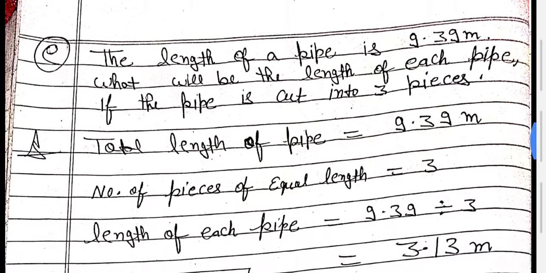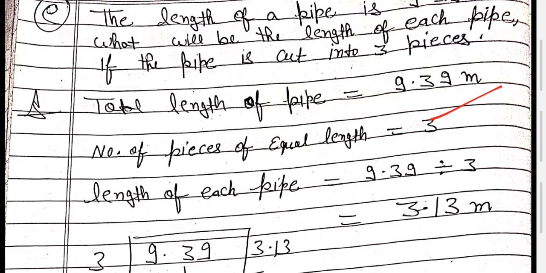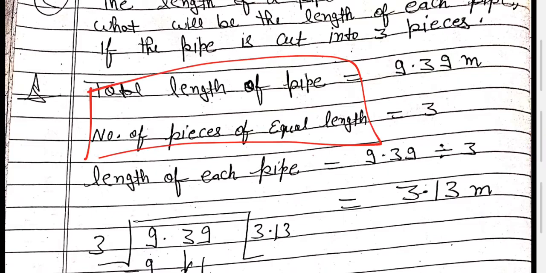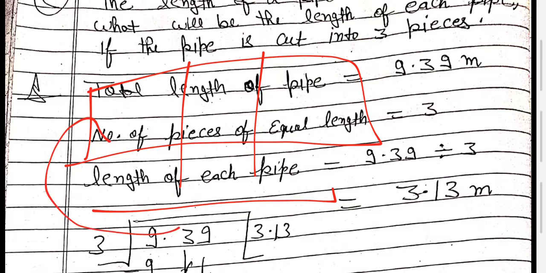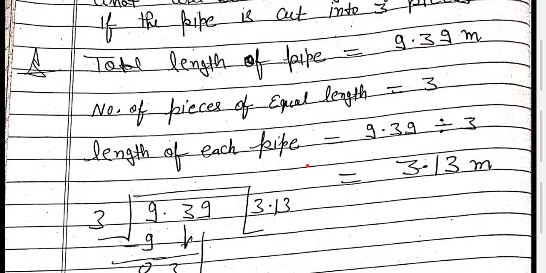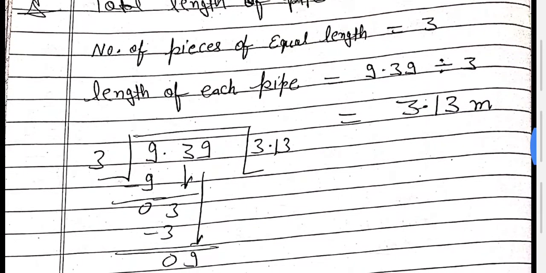Now you have this total length, and you cut it into 3 pieces of equal length. So just imagine, if the total length is this, then will the part length be less than or more than the total? It is less than, so for less than you have to divide. So for the length of each pipe, you have to divide the total by 3. When you divide, you will get 3.13 meter. So the length of each part is 3.13 meter. So your exercise 8b is completed now.